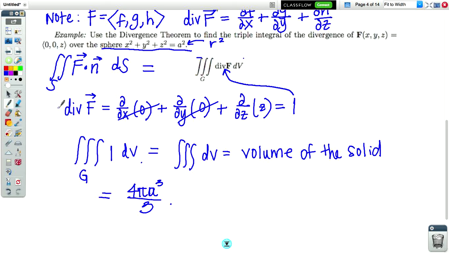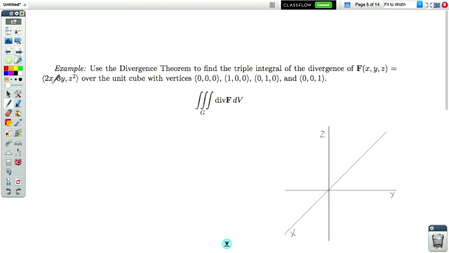Now, what the problem really would have asked you is to find something called the outward flux, which is this, and you would have converted it to this triple integral of the divergence, but we're just skipping ahead to see how easy this can be, and that made our computation really simple. So let's go on to the next one. We'll do 2 more examples of applying the divergence theorem.